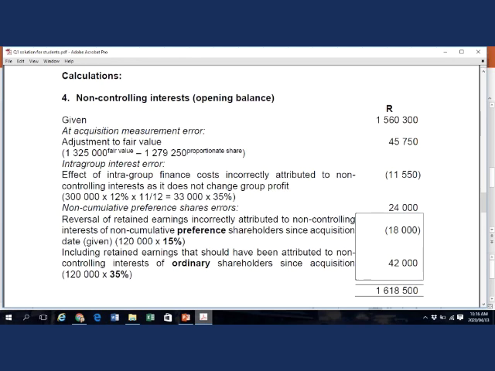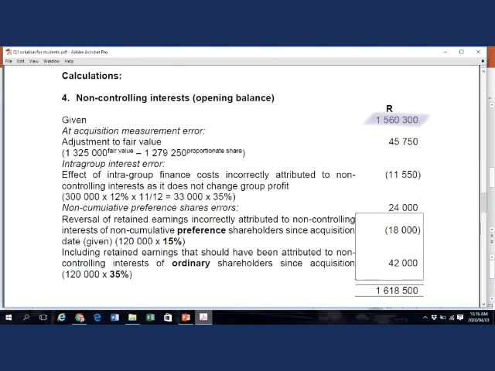The first line item we will calculate is non-controlling interest. The calculation starts with the given opening balance amount as calculated by the client. This amount is incorrect as it includes the effect of errors. The first error made in the measurement of NCI relates to an at-acquisition measurement error.